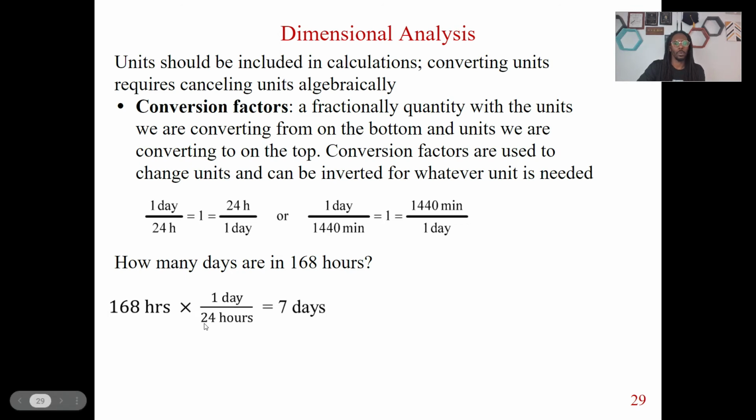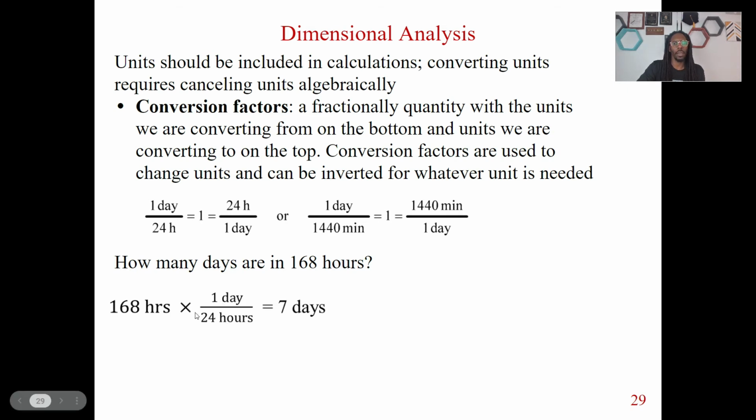The reason why I have my hours on the bottom is because I'm trying to cancel out my units. I got hours on my top, right? Because just to let everybody know, 168 hours, think of this as a fraction. It's over 1. So 168 hours times 1 day over 24 hours.